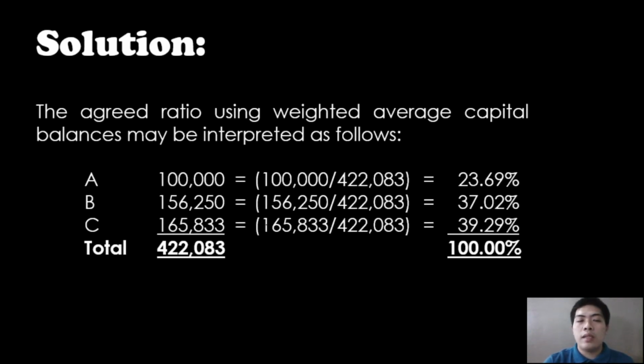So, ito yung interpretation niyan. Okay? Recall, merong 100,000 average balance kay A, 156,250 kay B, and 165,833 kay C. Then, make a fraction out of it. Then, have it as a percentage. 23.69% kay A, 37.02% kay B, and 39.29% kay C. Total yan, 100%.